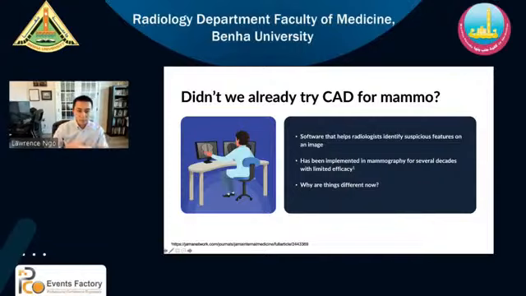Within the medical field, and particularly in radiology, you may be familiar with some of these previous developments, especially in machine learning. Computer-aided detection, or CAD, has been around in radiology for a long time. For example, the FDA in the United States first approved computer-aided detection for mammography back in 1998. That's almost 23 years ago.